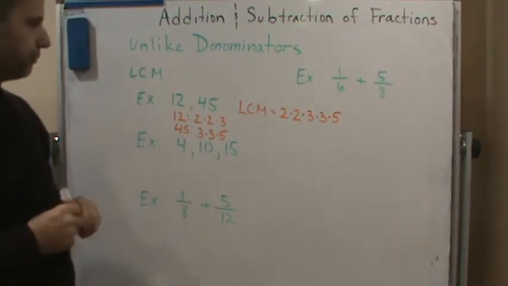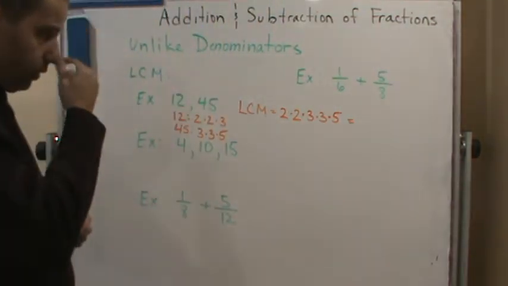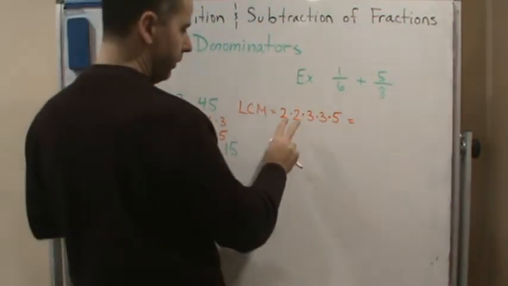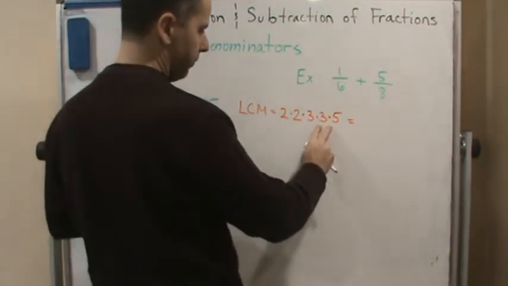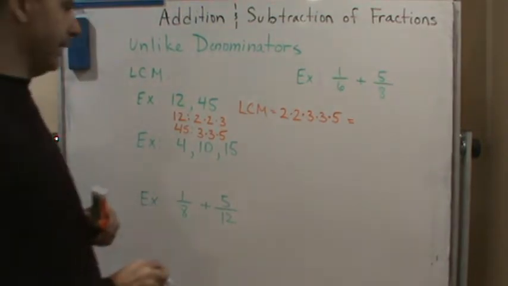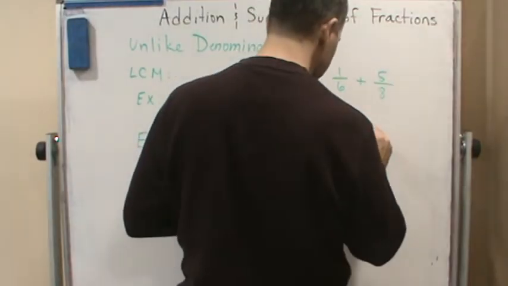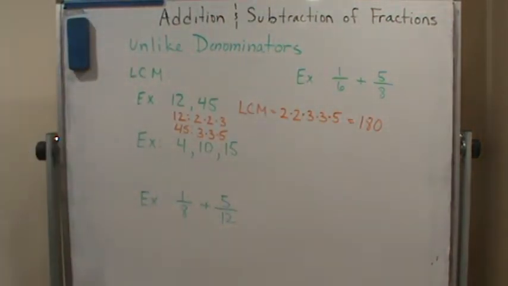So now I'm going to multiply, and what do you get? You get 4 times 9, or 45 times 4, which is 180. And so that's the least common multiple of 12 and 45.